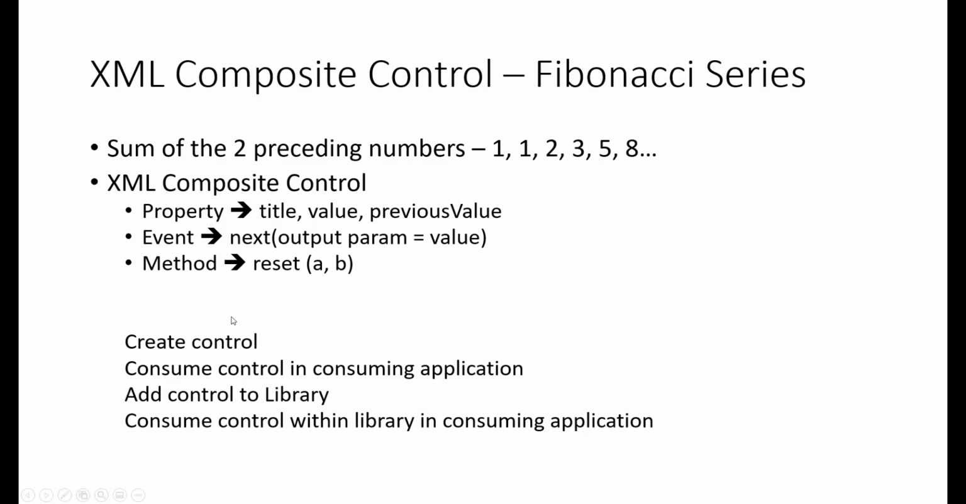Now, to do this, we're going to take a simple example and create what is called the XML Composite Control. This is a really good feature if you don't want to use any custom HTML elements and tags. If your control only needs SAP UI5 controls, then this is a really good option to use. So we'll take a very simple example, like a Fibonacci series.